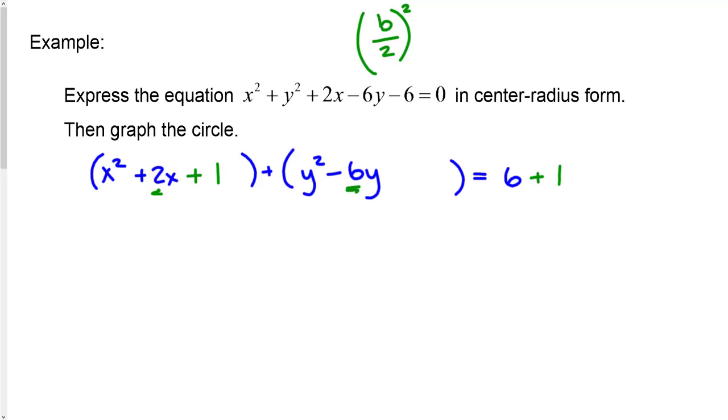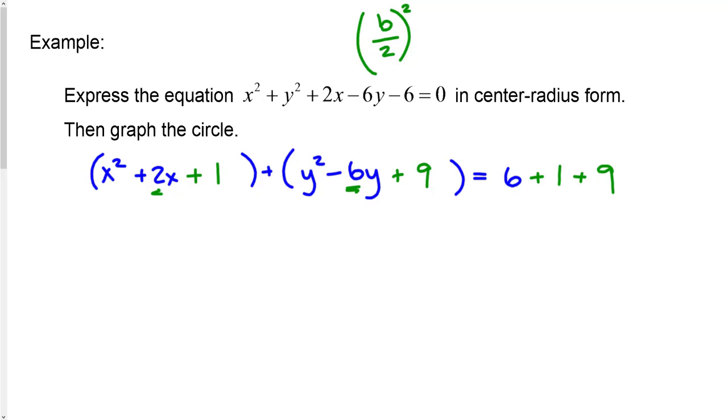Similarly, in this quadratic, the b term is negative 6. Now if I take negative 6 divided by 2, that's negative 3. And when I square 3, I get 9. So I'm going to add 9 to both sides of this equation.